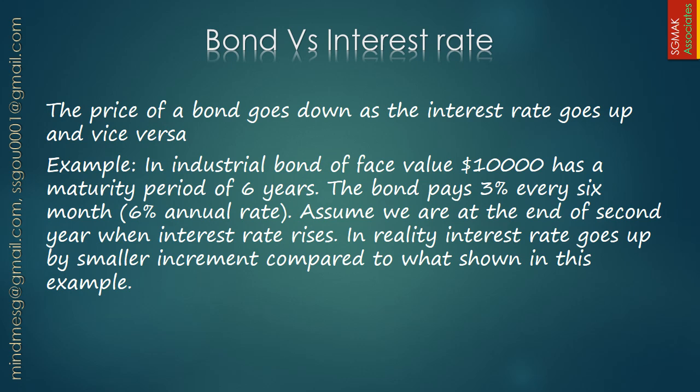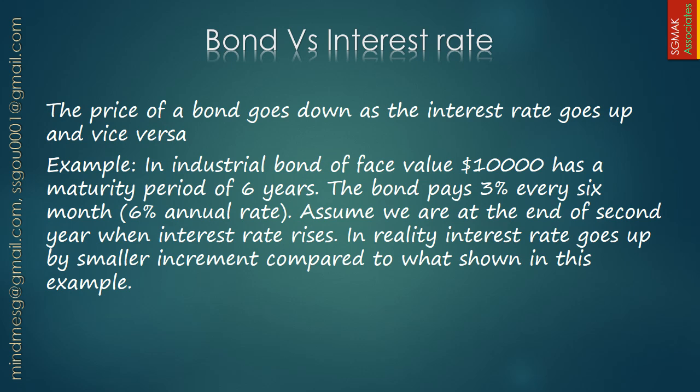Now I'm in the second year of that bond. I'm holding the bond, and the maturity period is 6 years, and I find the interest rate has gone up from 6 to 8%. Now, in reality, interest rates go up by small increments, 1/4% or so. But I've taken a larger jump here just to prove the concept. The idea stays the same. The numbers will change.